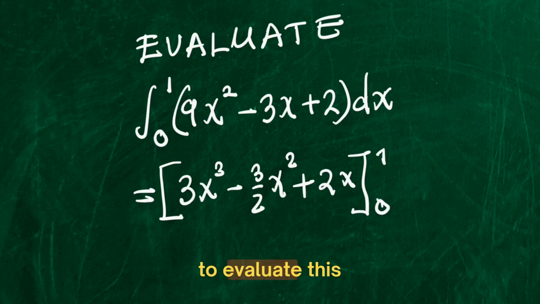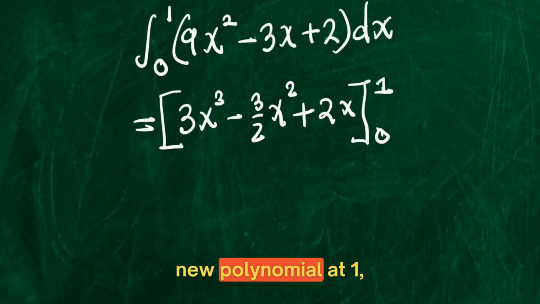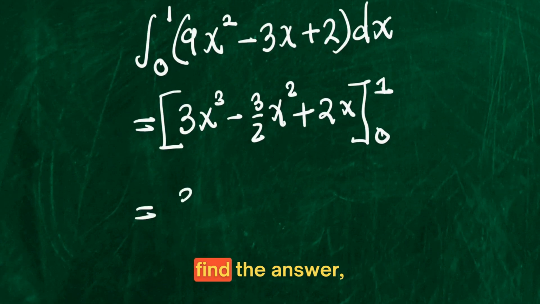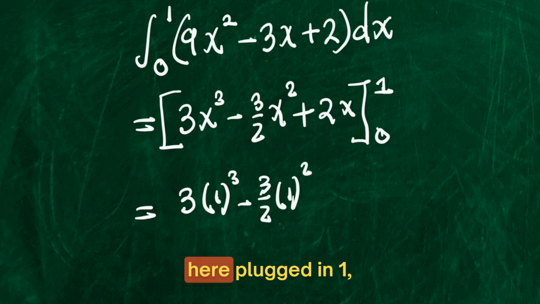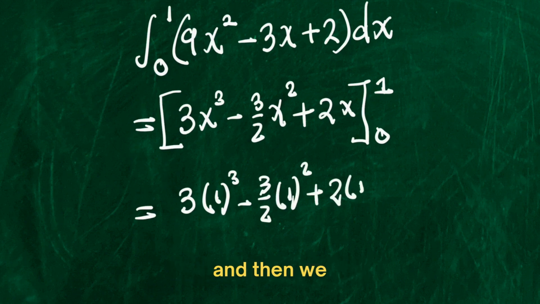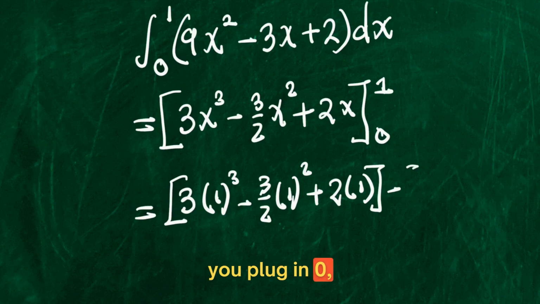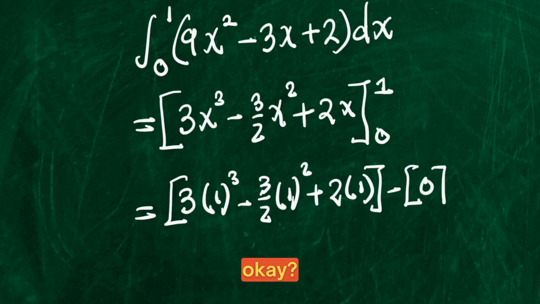The next thing is to evaluate this new polynomial at 1, find the answer, then do the same at 0 and find the answer. So I just plug in 1. So we have this expression here with 1 plugged in, and then we do the same when you plug in 0. So when you plug in 0, you can see that this expression has x everywhere, so it is just going to be 0, okay? So I just subtract 0, okay?